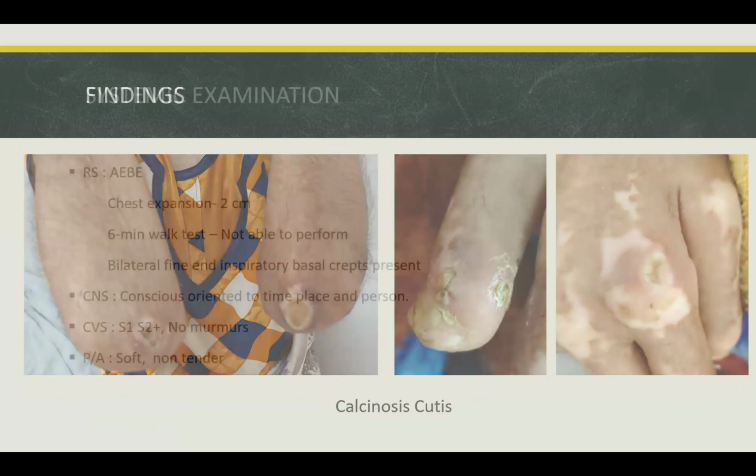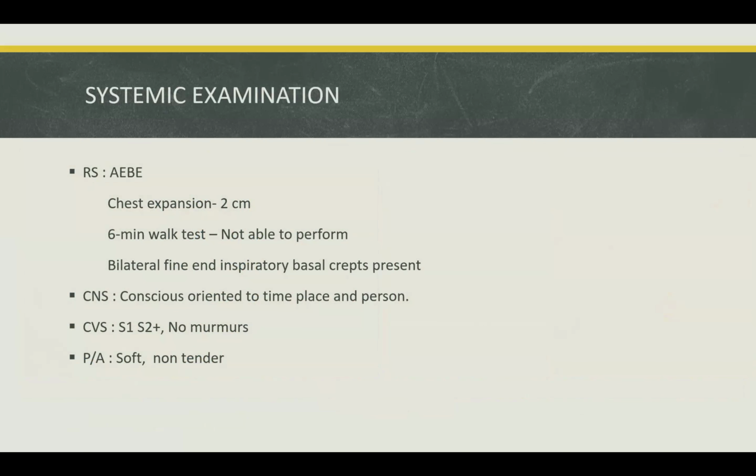Systemic examination, RS examination, air entry was bilaterally equal. Her chest expansion was 2 centimeter. She was not able to perform 6-minute walk test. Bilateral fine end-inspiratory basal crepitations were present. The other system examination was normal.